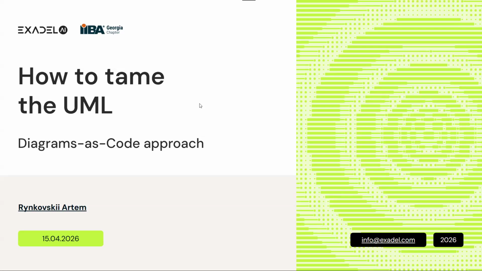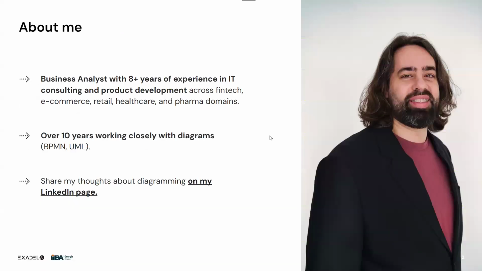So, how to tame UML is today's agenda. I'd like to start with a short self-presentation. I've been working at the intersection of business and system analysis for almost 9 years, but I started working with diagrams even earlier. At university, I really loved the course on economic and math models, and after I was shown my first BPMN diagrams at my first real job, I knew that was love.